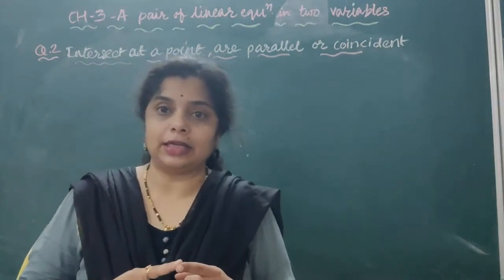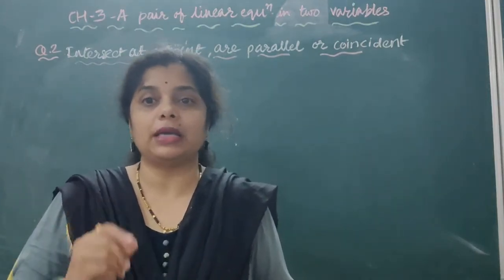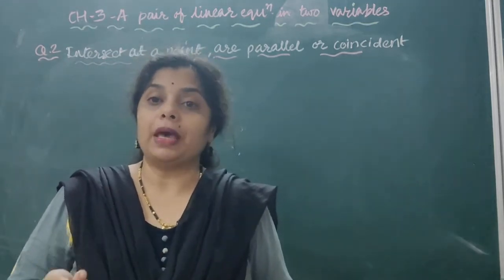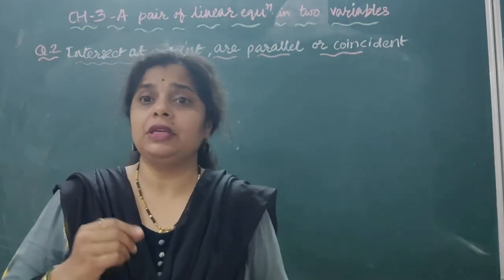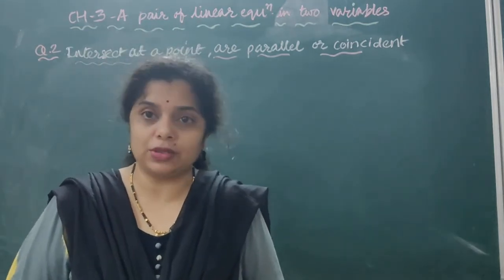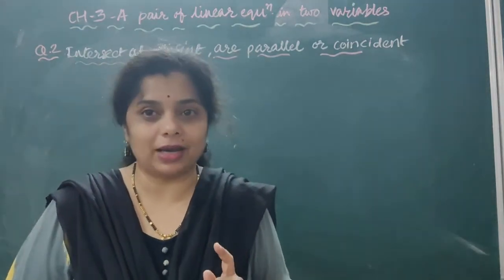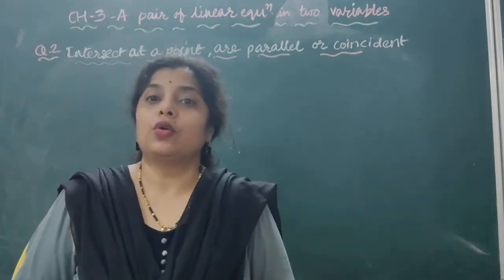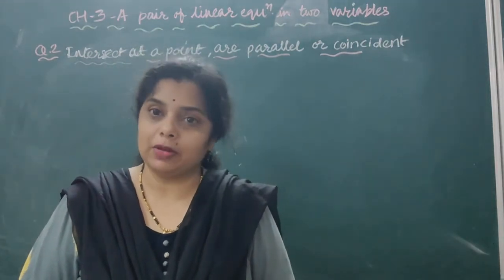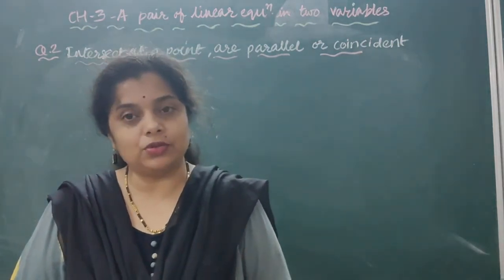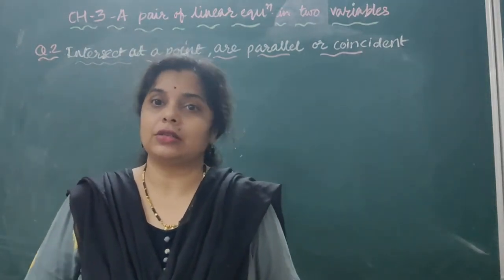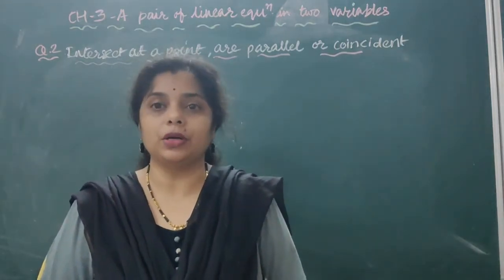When it is intersecting at one point, a1 by a2 is not equal to b1 by b2. When a pair of linear equations gives parallel lines, a1 by a2 is equal to b1 by b2, but it is not equal to c1 by c2. And the last one, coincident lines. When will we get this type of lines? When a1 by a2 is equal to b1 by b2 is equal to c1 by c2. Is it clear? Now we will start solving the examples of question number 2.